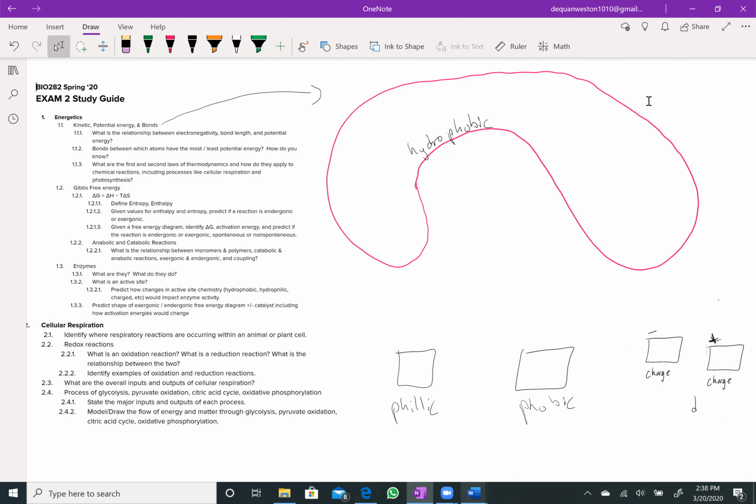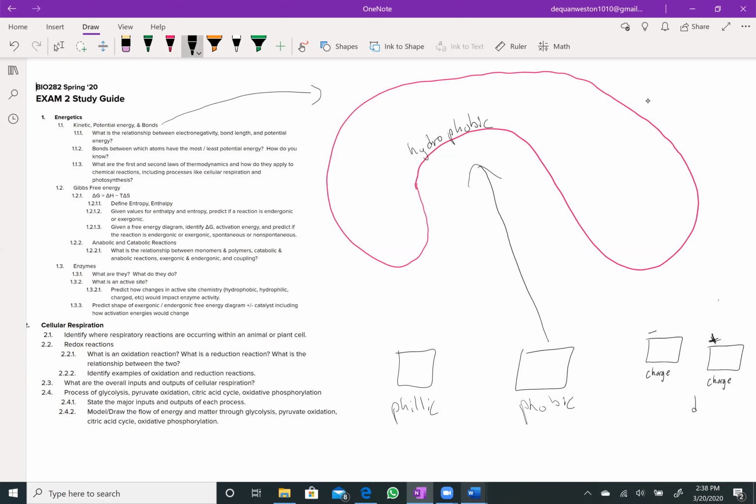Okay, so if we have a hydrophobic active site, which one of these do you think is going to fit into that active site? Hydrophobic one. Yeah, so the hydrophobic one is going to fit in here best. Now, let's say I switch some amino acids on this and I turned it into a hydrophilic. What do you think would happen? It wouldn't bond. Yeah, you're not going to go in there.